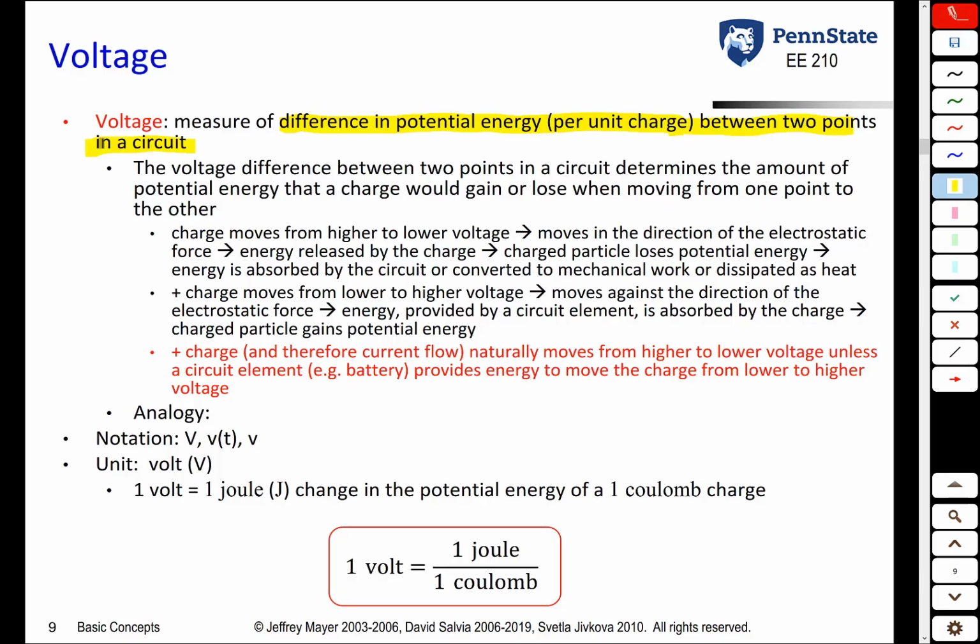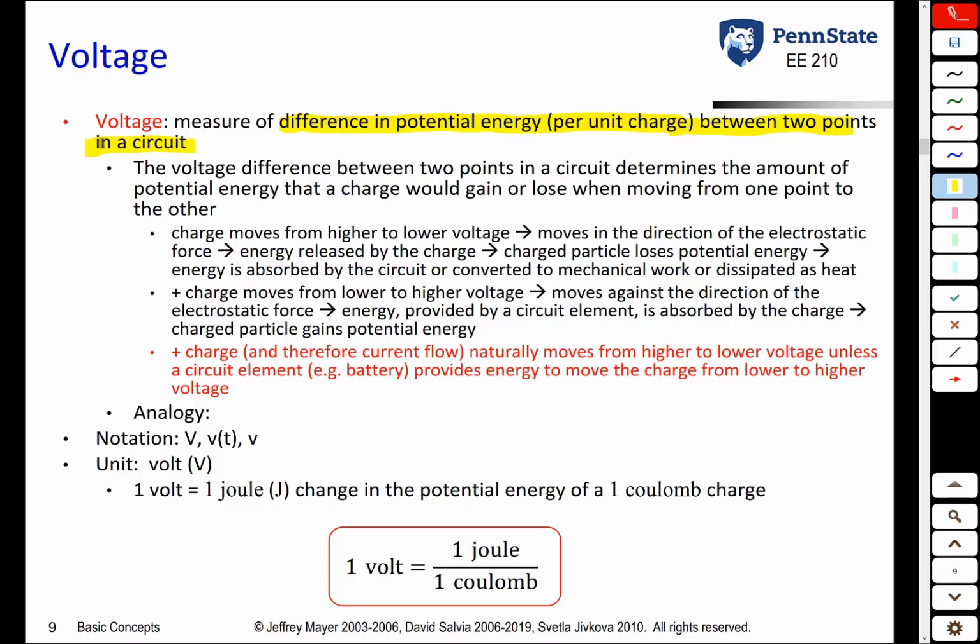So if you look at 2 points in a circuit and measure the difference in the voltage, basically that tells you how much potential energy a charge would either gain or lose when moving from one point to the other. So let's say that we have a positive charge moving from a higher to lower voltage. It's going in the direction that it wants to go. Charges want to go in the direction of the electrostatic force. So if a charge moves from higher to lower voltage, it goes in the direction it wants to go, which means it's going to lose energy.